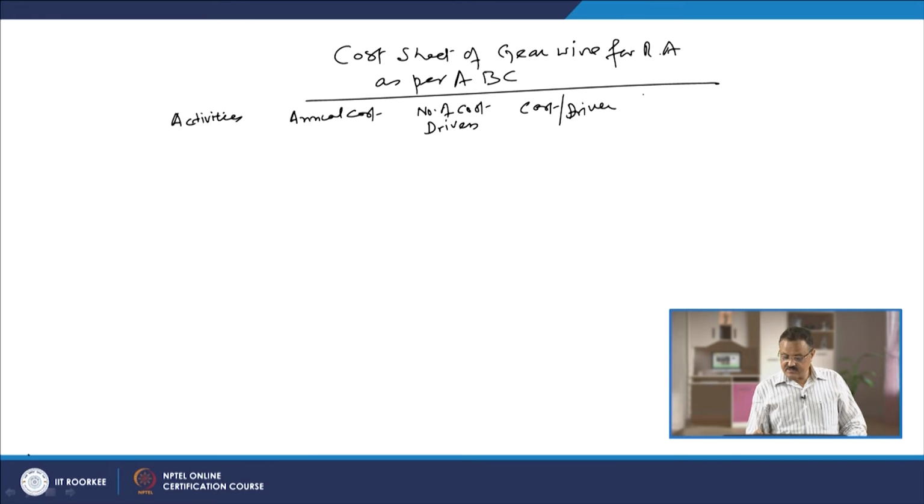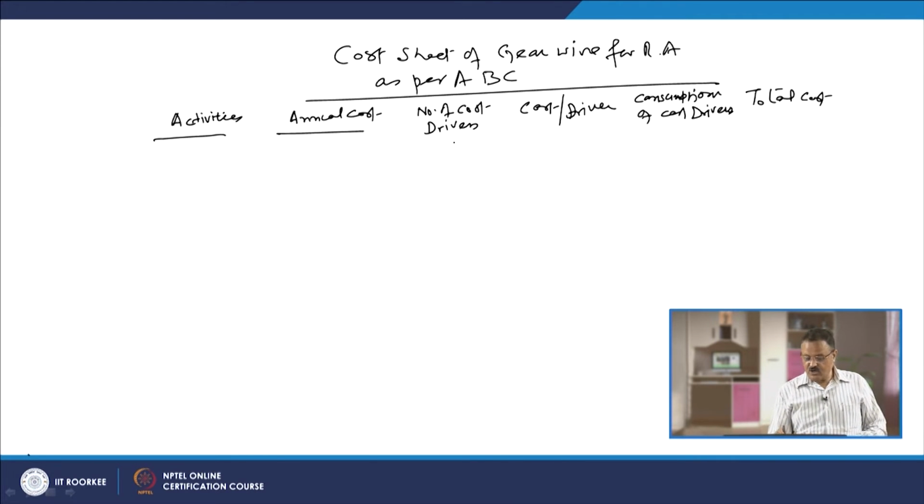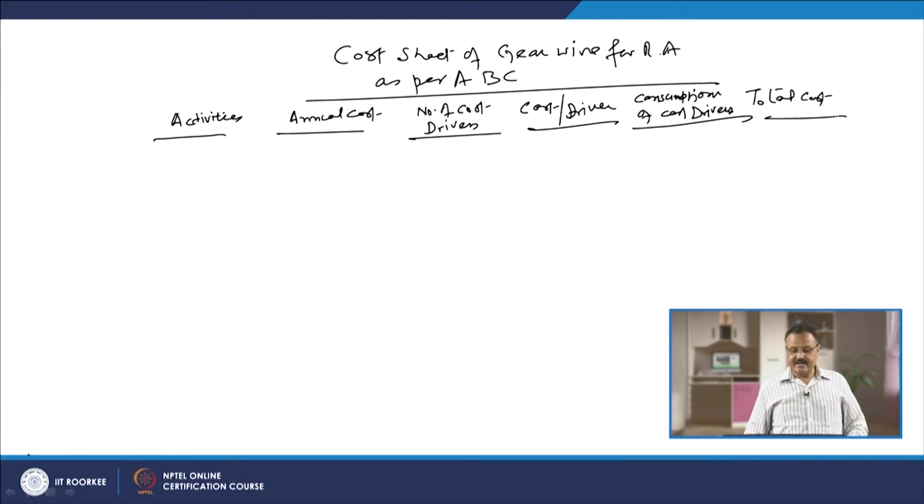Then is the consumption of cost drivers, and then finally we have to calculate the total cost for the product, that is the gear buyer. So, here: activities, annual cost, number of cost drivers, cost per driver, consumption of the cost drivers, and then the total cost, right. First of all, we will talk about the direct cost which we have to take here. I am not taking the activities here, but you can call it as the activities. One more thing you can add here is the cost head or activities.